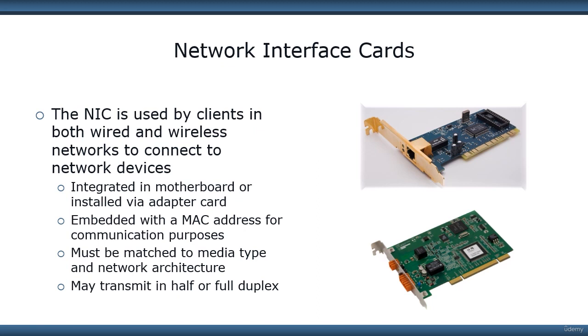NICs can transmit in either half duplex or full duplex. That's an important term for you to know. Half duplex simply means you can send and receive, but only one at a time, like a walkie-talkie. Whereas full duplex means you can send and receive at the same time, more like a phone conversation. You and I can talk, I don't have to wait for you to stop talking, I can actually talk right over you. There are different channels for sending and receiving.